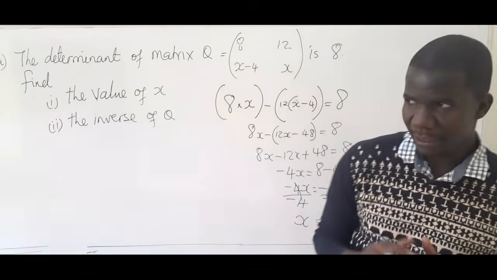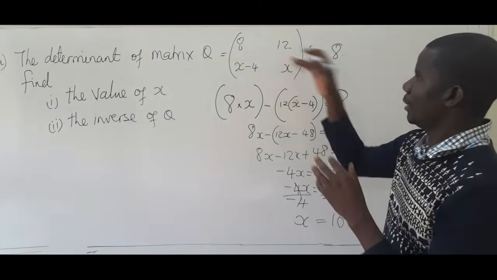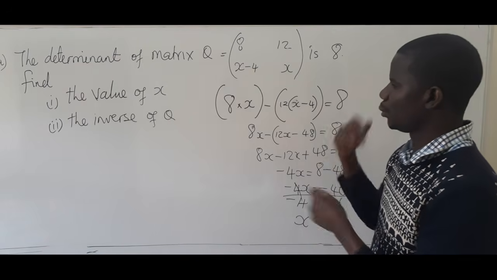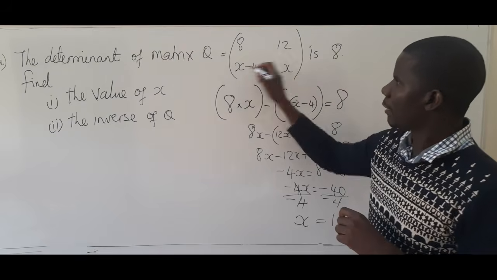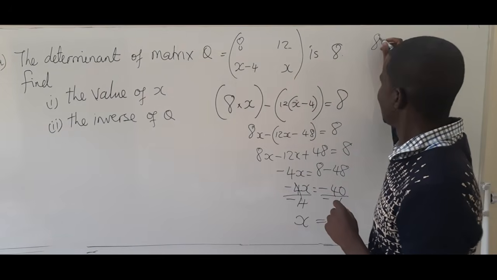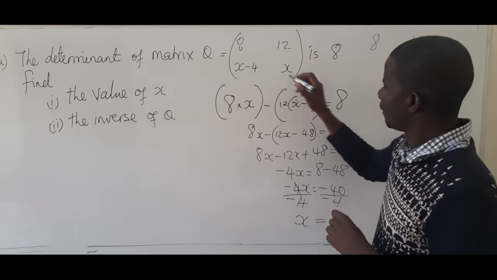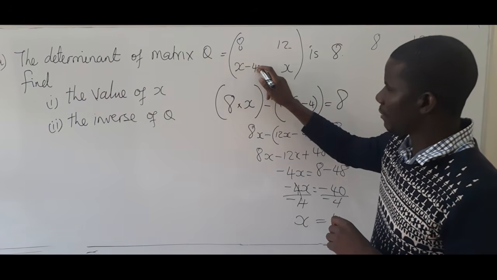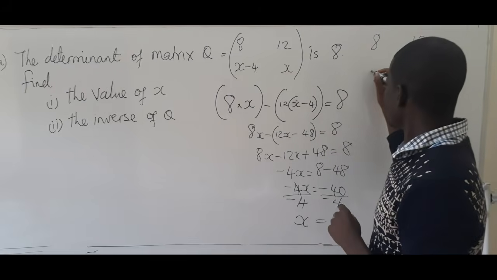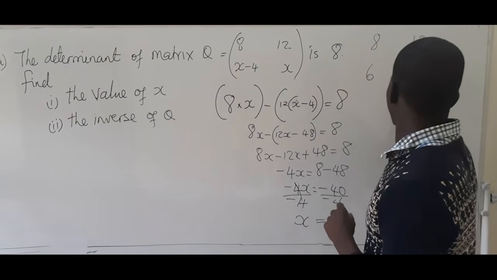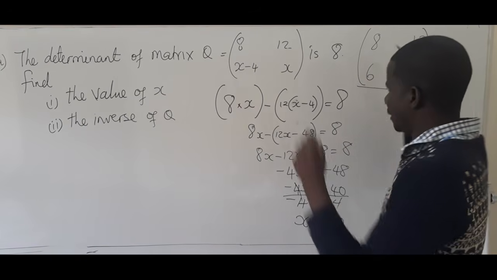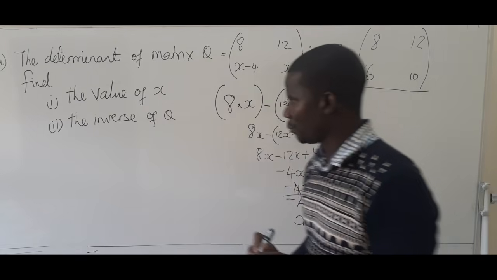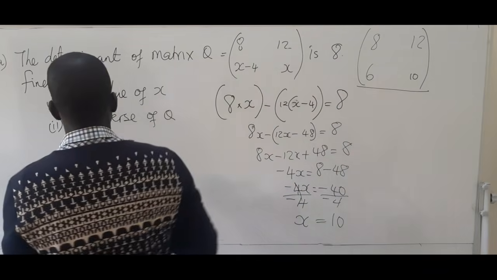Now, if x is equal to 10, we can go back to the original matrix and do the substitutions. So we're going to have 8, 12, 10 minus 4, which gives 6, then here we have 10. So this is how this matrix is supposed to be. So we go to the next one.